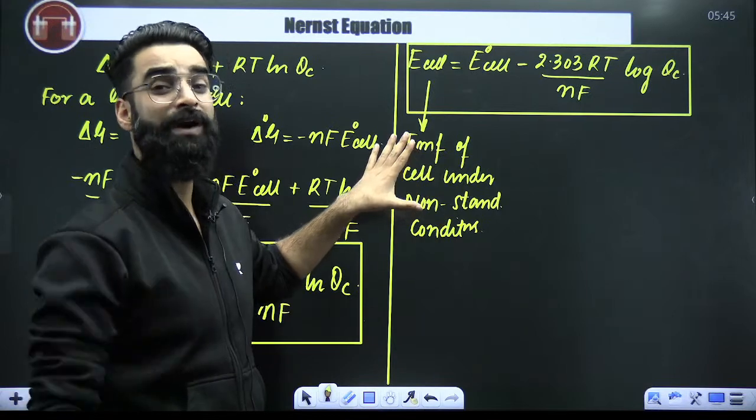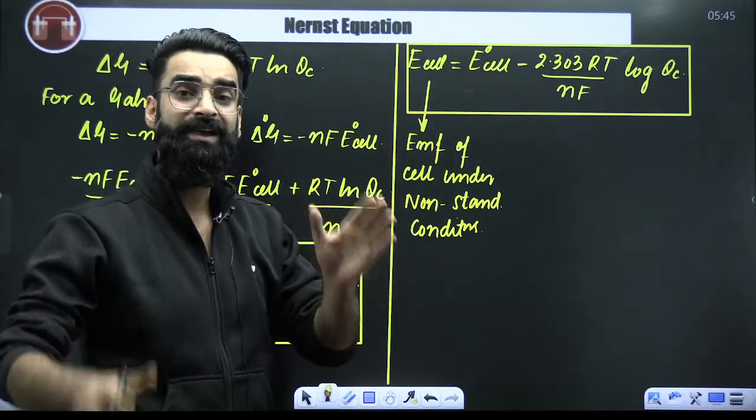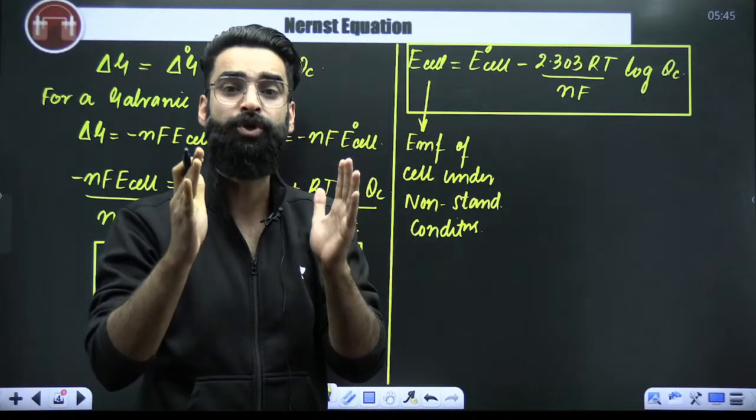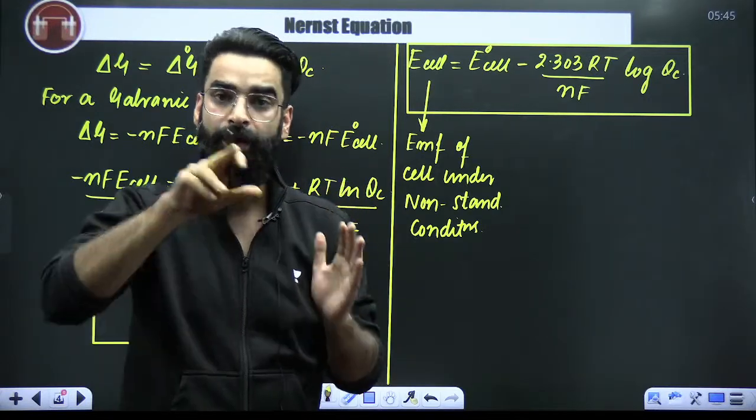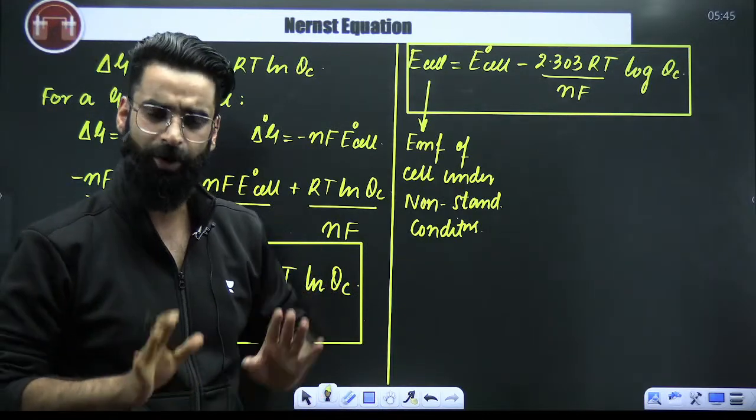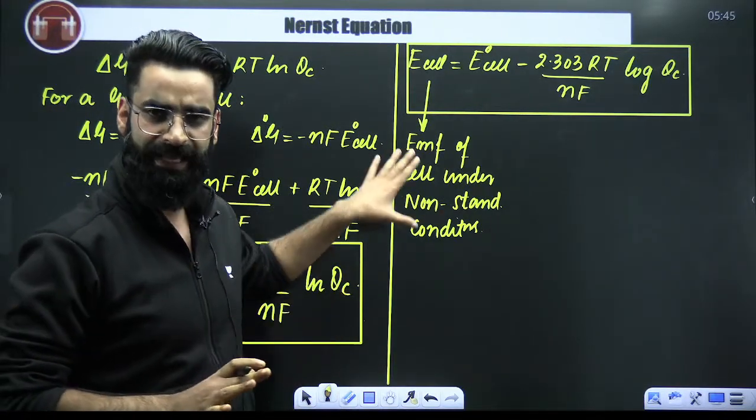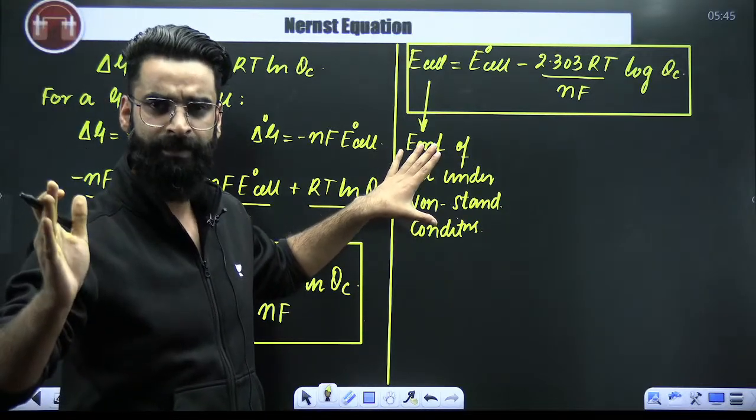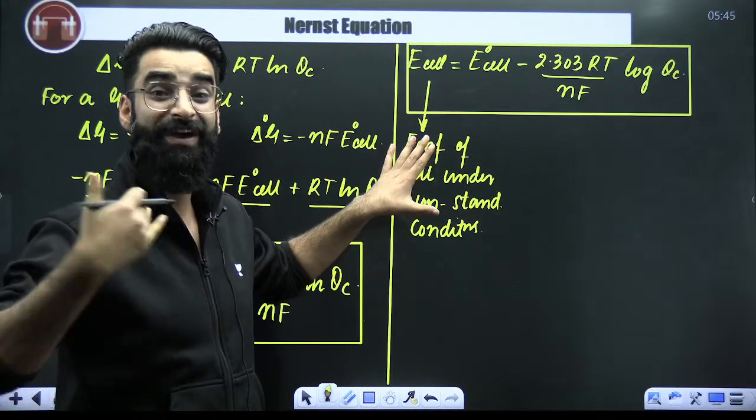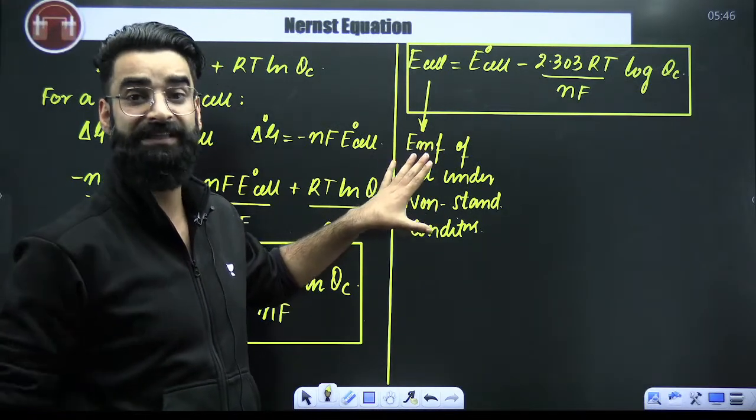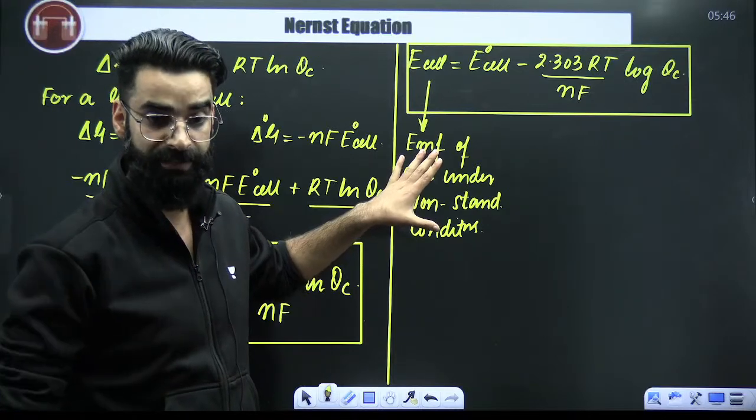I hope you remember what EMF is. EMF is the maximum potential difference between the electrodes in the galvanic cell when the cell is not in use. We have already discussed that in detail. EMF is basically the maximum potential difference between the electrodes when no current is drawn from the cell, and EMF is measured with the help of a potentiometer. I hope you remember that.